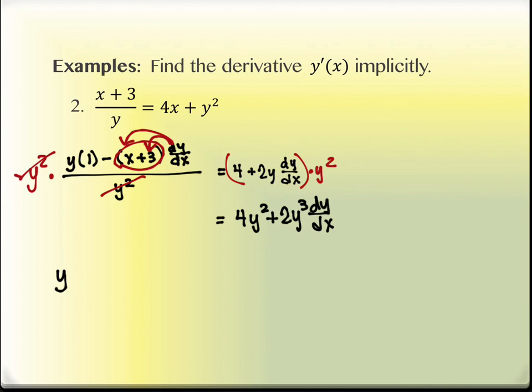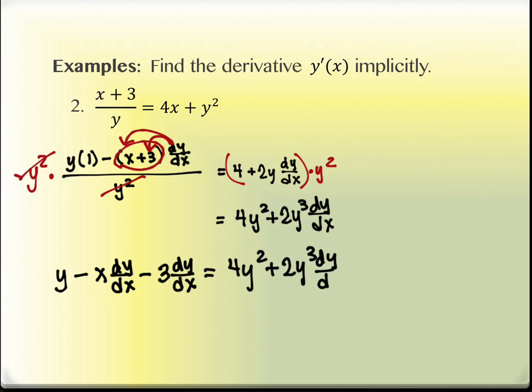So I have y, and then I have minus x dy dx. And then I have another minus because there's a negative in front of the x and the 3. And so I have negative 3 dy dx. And on the other side, I still have my 4y squared plus 2y cubed dy dx.